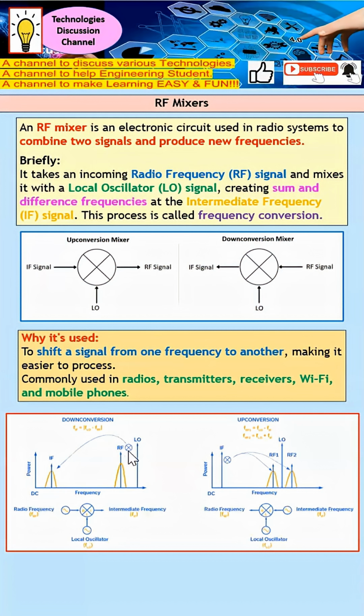So this is what I mentioned earlier. Down conversion is to shift a higher frequency to a lower frequency. Up conversion is to shift from a low frequency to a higher frequency. Like I mentioned earlier, there will be a sum and there will be a difference.